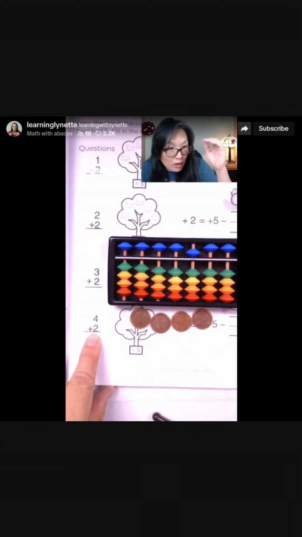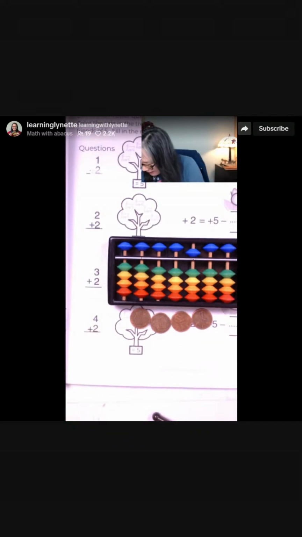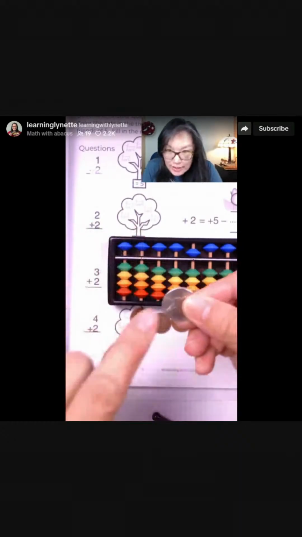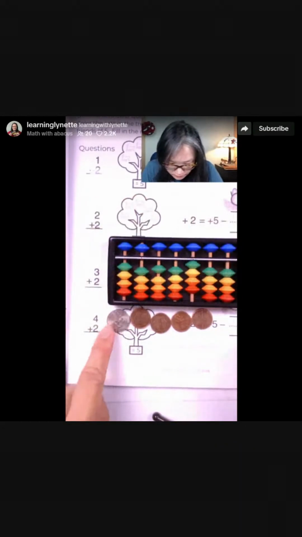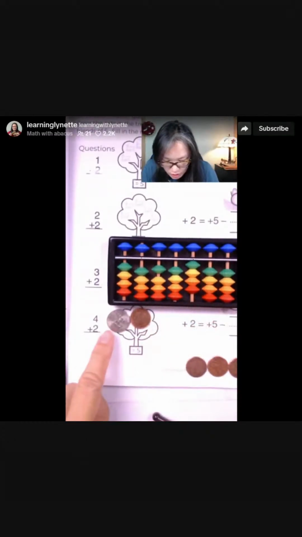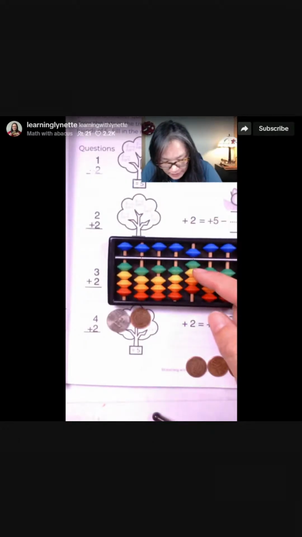We have 4 on the abacus. I want to add the 2. When I add the 2, I can utilize the 5. Because I utilize the 5, that's too much. I need to have change back. I need to take away the 3. So my final answer is 6. So I show you on my abacus, I add the 5 and I take away the 3. So this is a core concept that I'm teaching, and hopefully you can translate it to real school work.